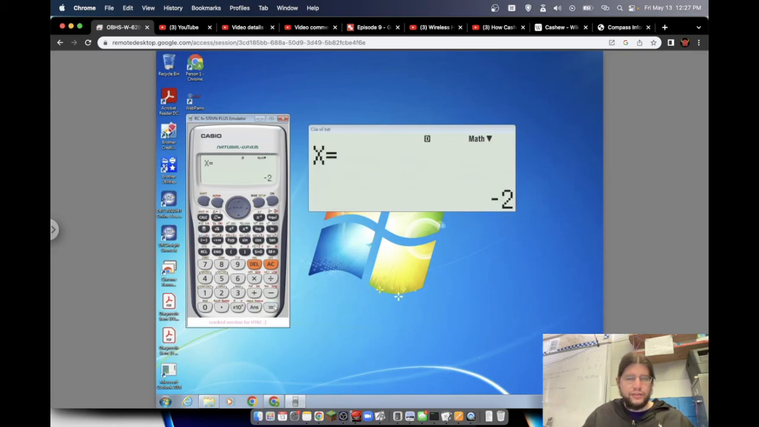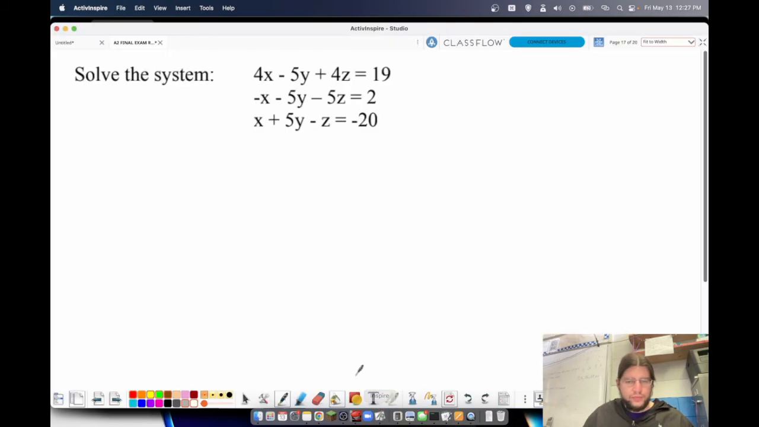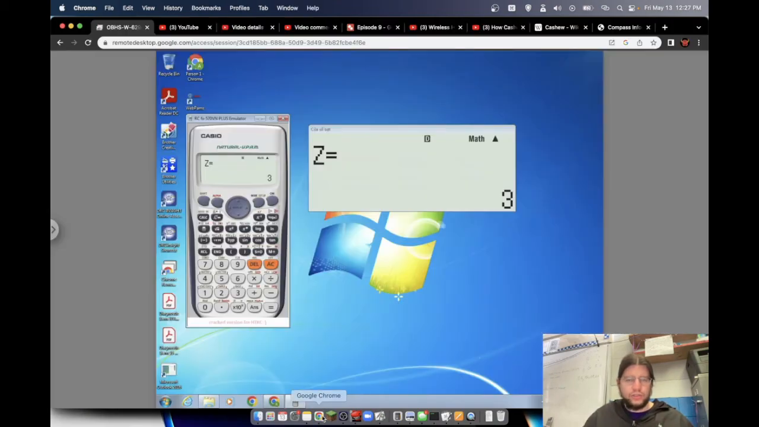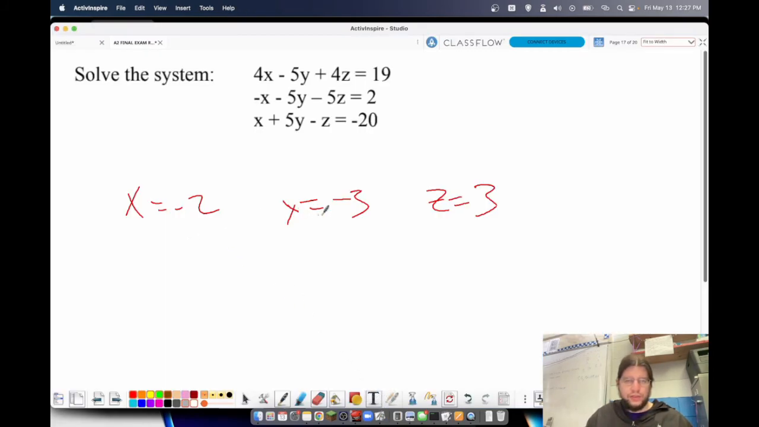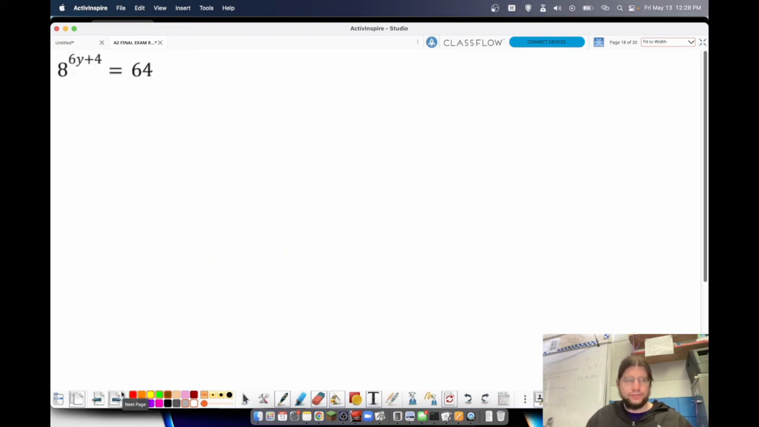So we get x is -2, y is -3, and z is 3. X is -2, y is -3, z is 3. And the way to write this would be as an ordered triple. Let me just double check. -2, -3, 3. Yeah, so the correct way to write this would be an ordered triple instead of an ordered pair. And that's it. Done. Next.